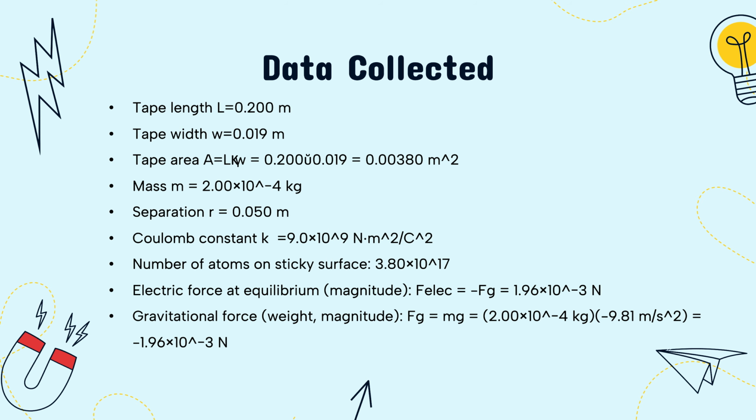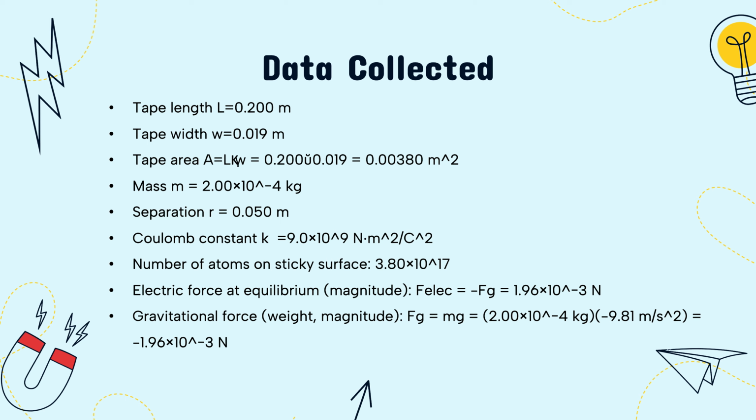This is the data we collected, including tape length and width, which helps us calculate the area. We also found our mass and our separation value R, which was 0.05 meters. We obviously know Coulomb's constant. We can also calculate the number of atoms, which is dividing surface area by atom area, which we found to be 3.8 times 10 to the 17th.